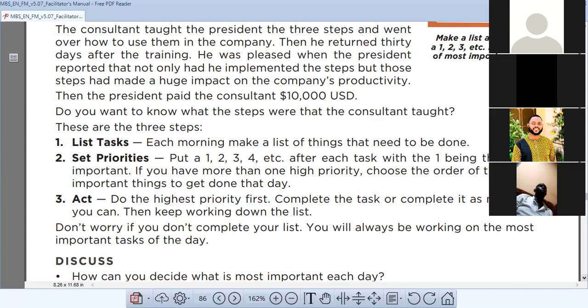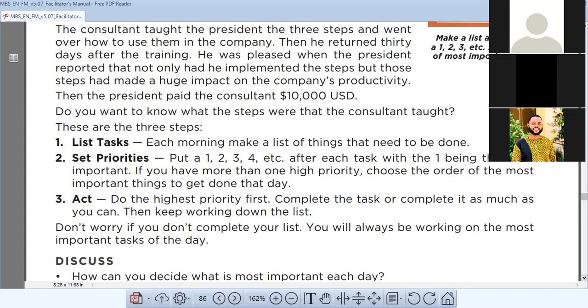And you work on that task. When you finish it, you go to the next task. When you finish the next task, you go again to the next task. So it says, don't worry if you don't complete your list.